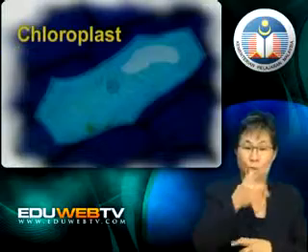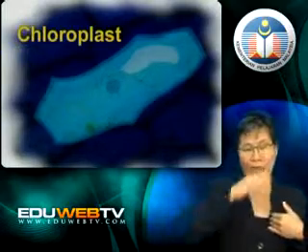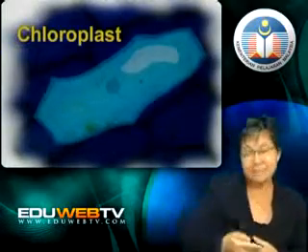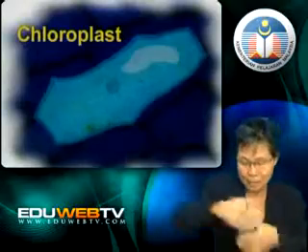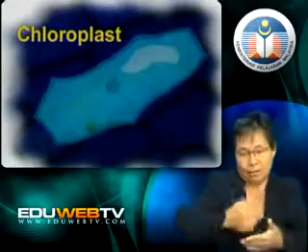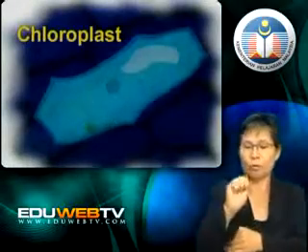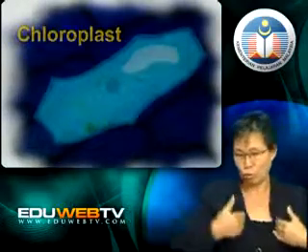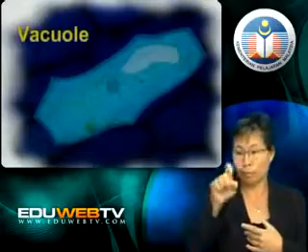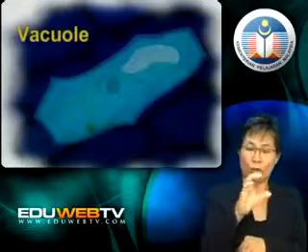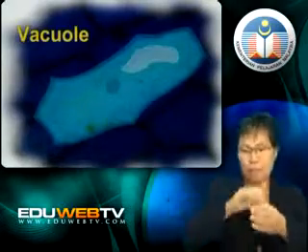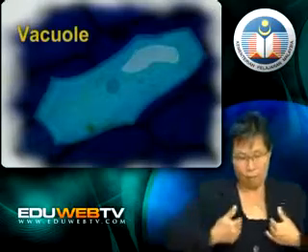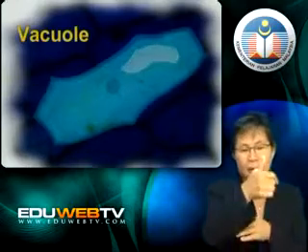Chloroplast contains chlorophyll. Chlorophyll is the green-colored substance in plants that helps in the process of photosynthesis. Animal cells do not have chloroplasts. A vacuole exists only in plant cells. It contains water and gases called sap cells.